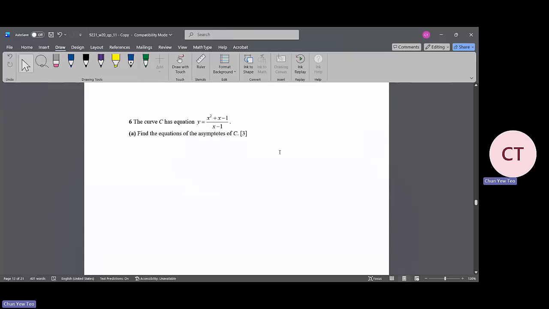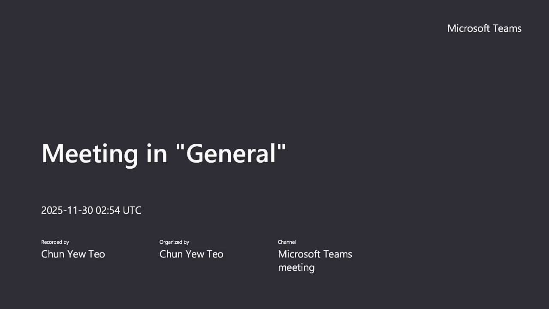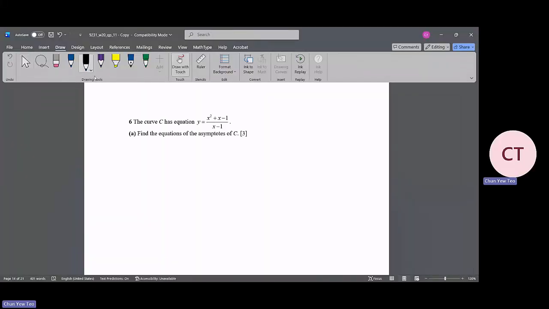Move on, we have question number 6. Number 6, we have a curve C given by the equation y equal to x cubed plus x minus 1 over x minus 1. The first part of the question wants you to find the equations of the asymptotes. To find the vertical asymptote, just let the denominator equal to 0. You get x equal to 1. That is your vertical asymptote.